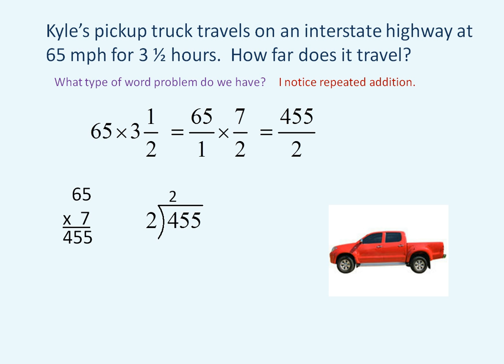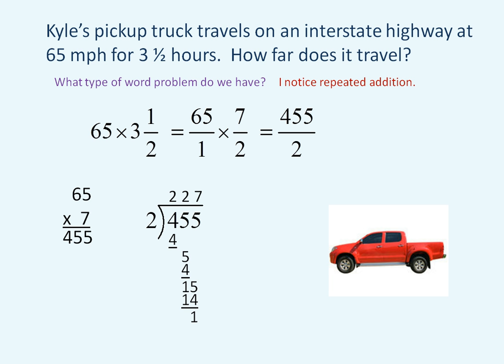Okay, 2 goes into 4 2 times. 2 times 2 is 4. Subtract and bring down the next number. 2 goes into 5 2 times. 2 times 2 is 4. Subtract and bring down the next number. 2 goes into 15 7 times. 7 times 2 is 14, and you have 1 left over.